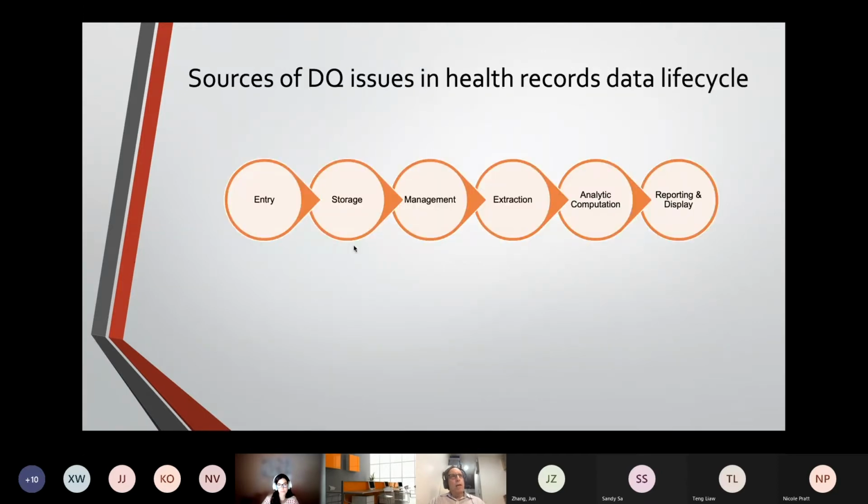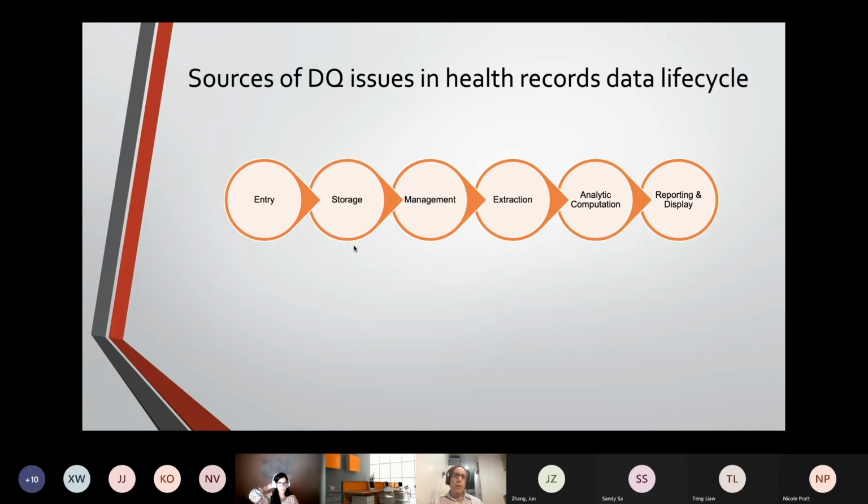So we're talking a lot here. I work mostly in health records as opposed to administrative databases. And so my focus has been mostly in looking at where data quality issues arise in the context of using clinical records.